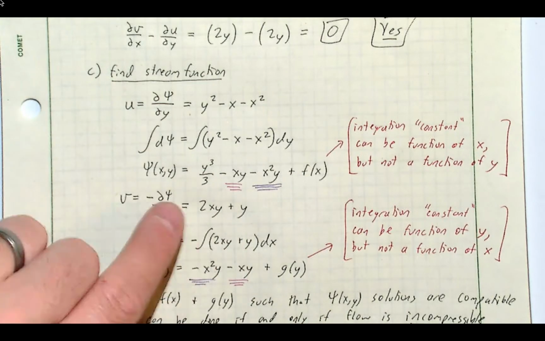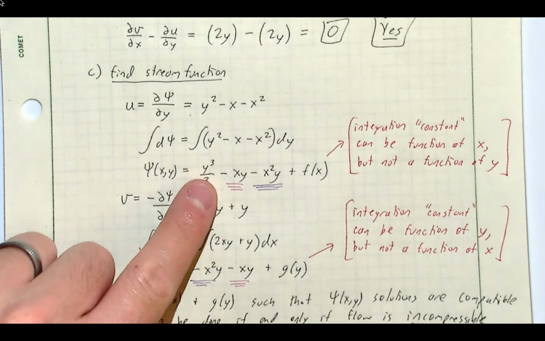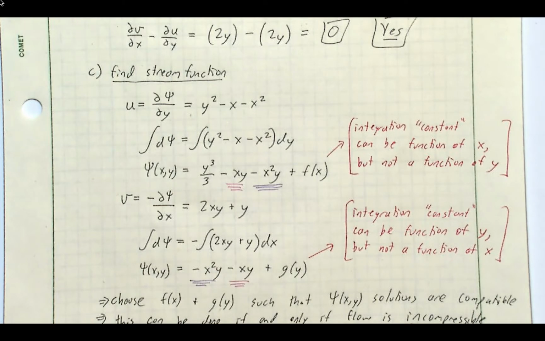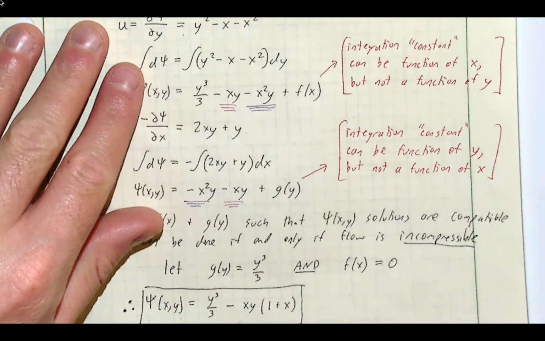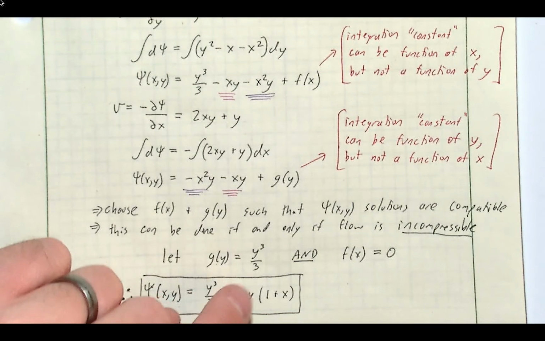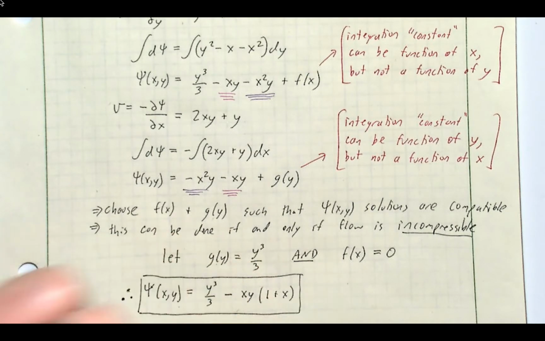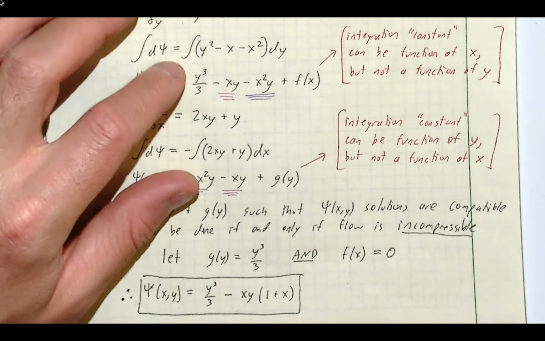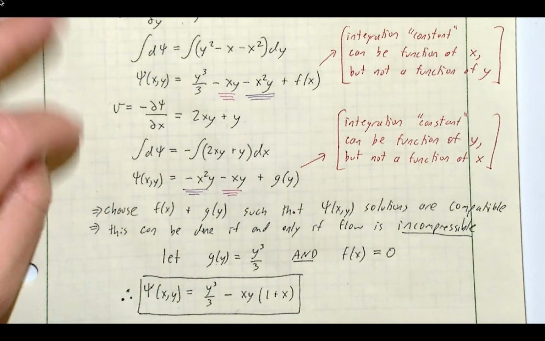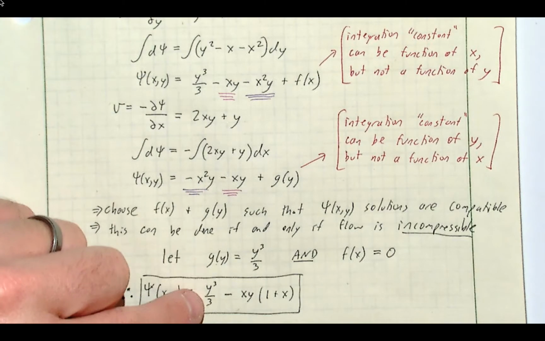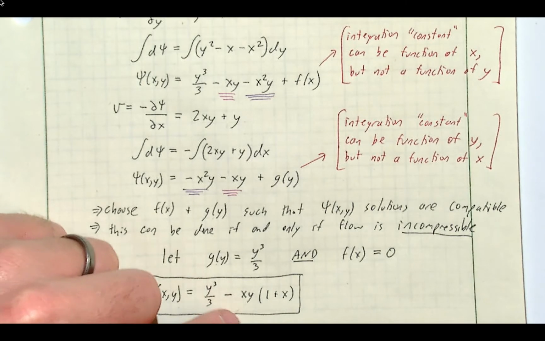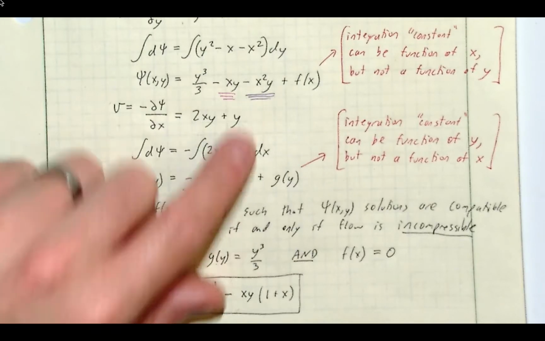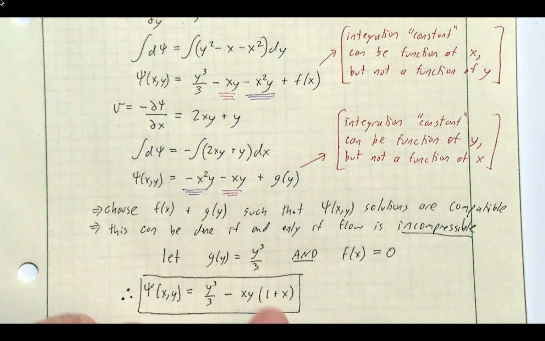So as long as we make g of y equal this part, and then f of x can be 0, and then they're both compatible. Okay, so if we let g of y equal this y cubed over 3 and f of x equals 0, both of these hold true. Both of these are valid. And we've made it as simple as possible. So our stream function is just then y cubed over 3 minus xy minus x squared y, where we've combined it and pulled out an xy and made this 1 plus x.